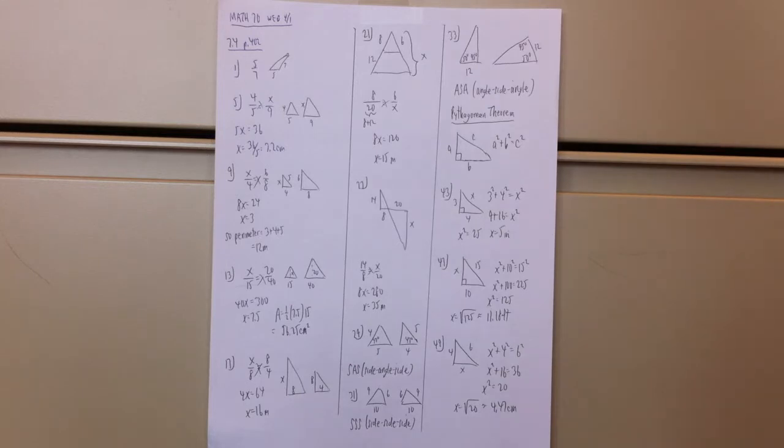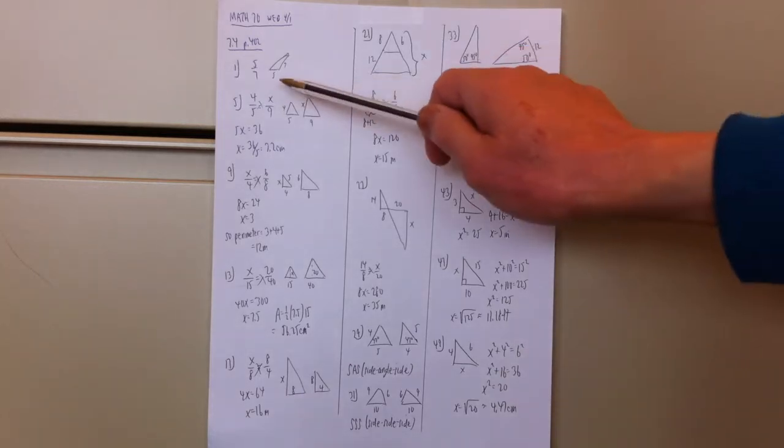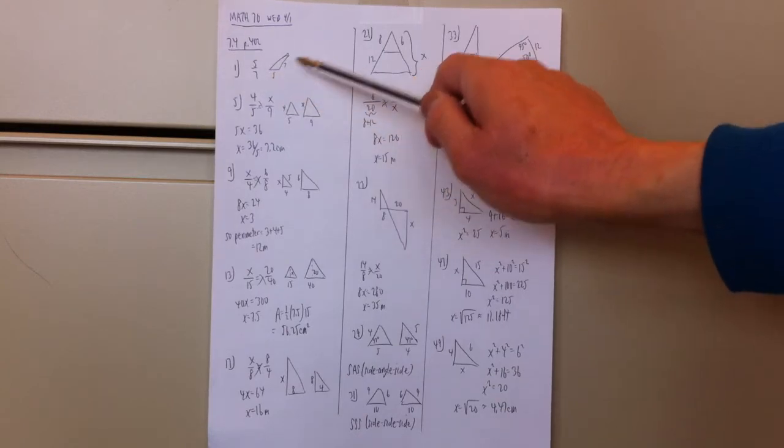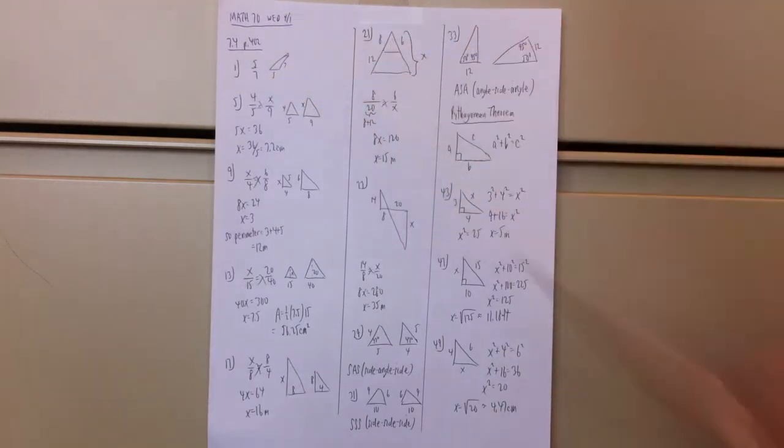Problem 1 just asks for the ratio of sides. So you have one triangle that's got a length of 5 and the other of 7, so the ratio is just simply 5/7.